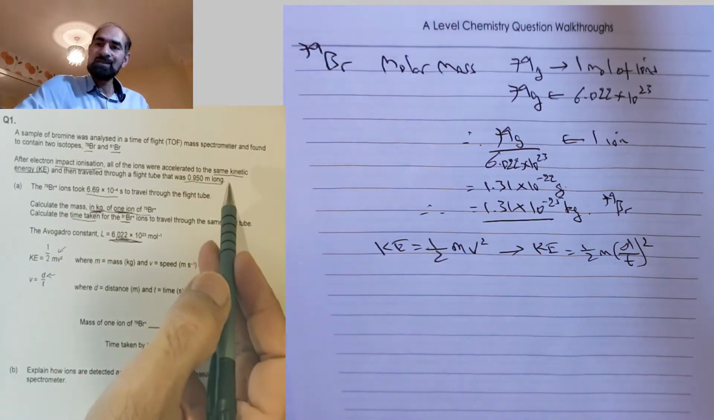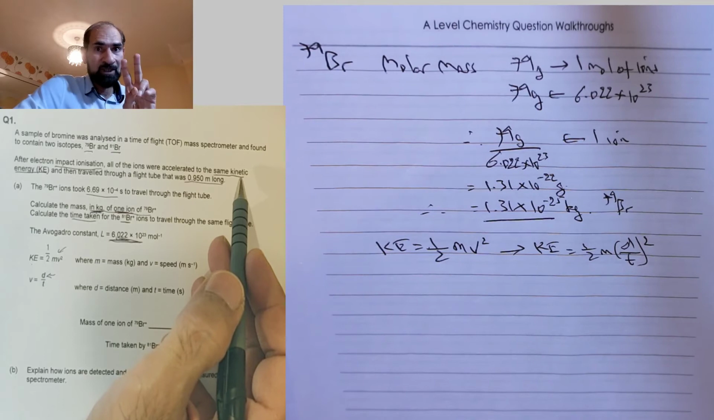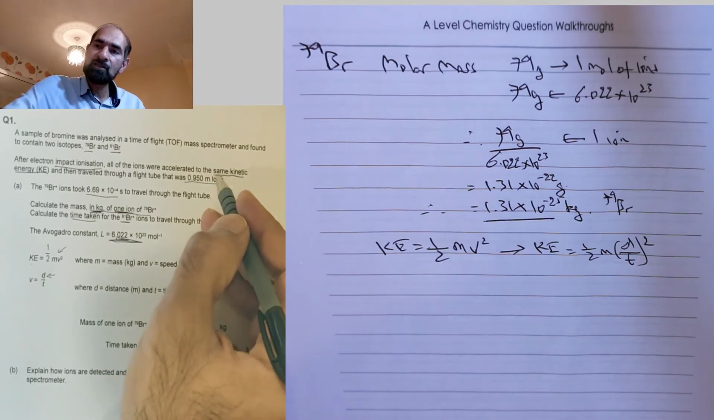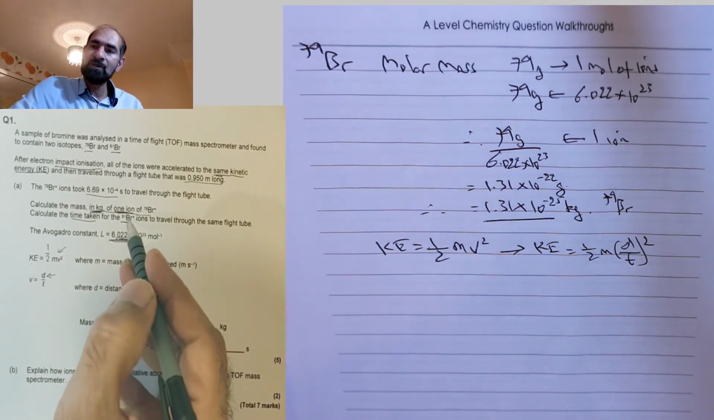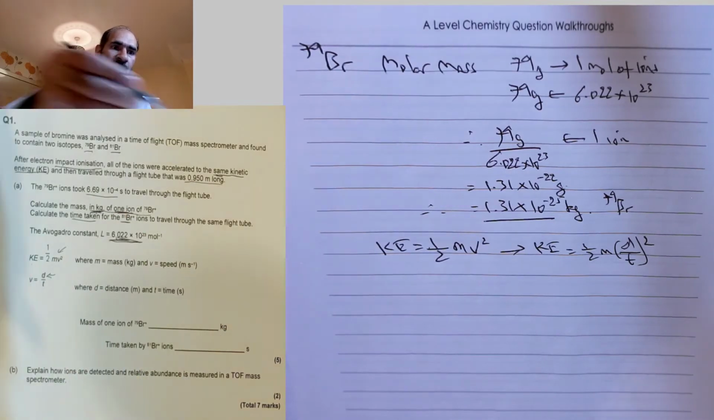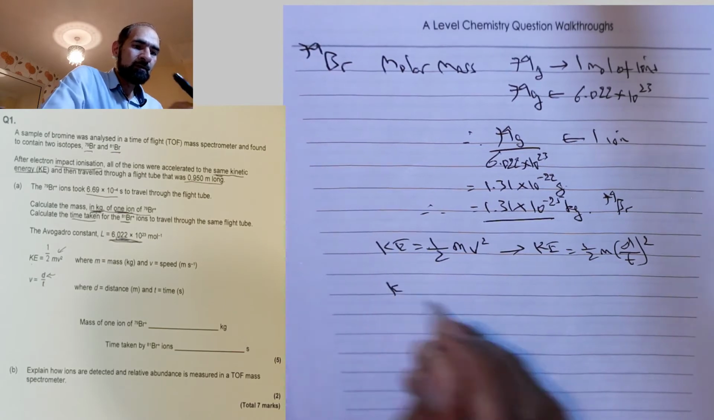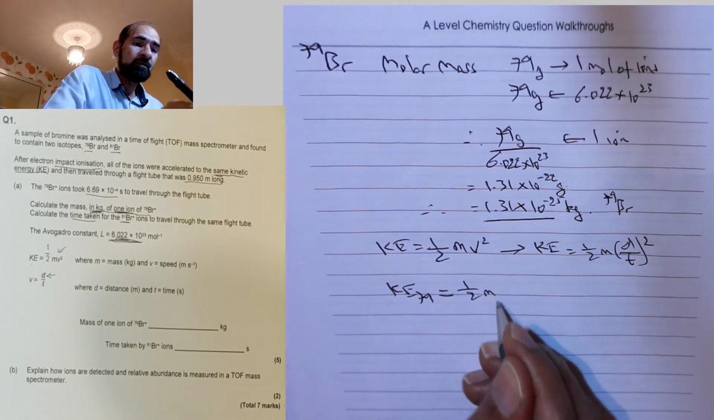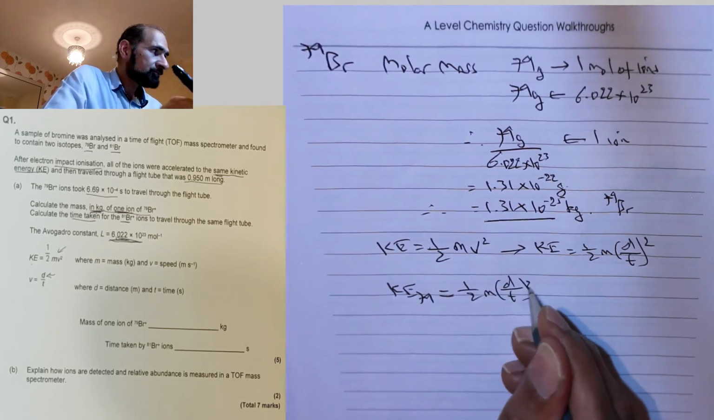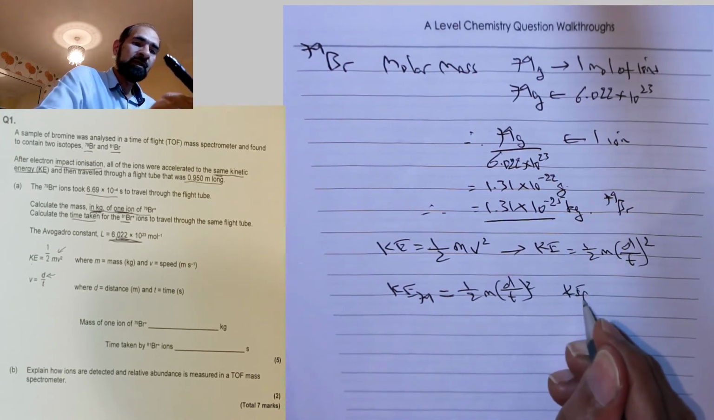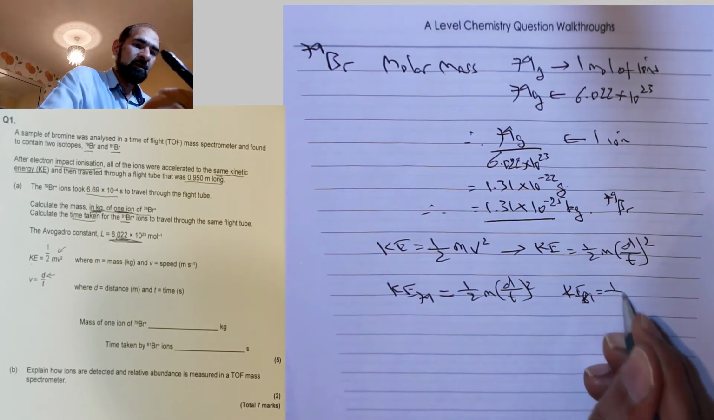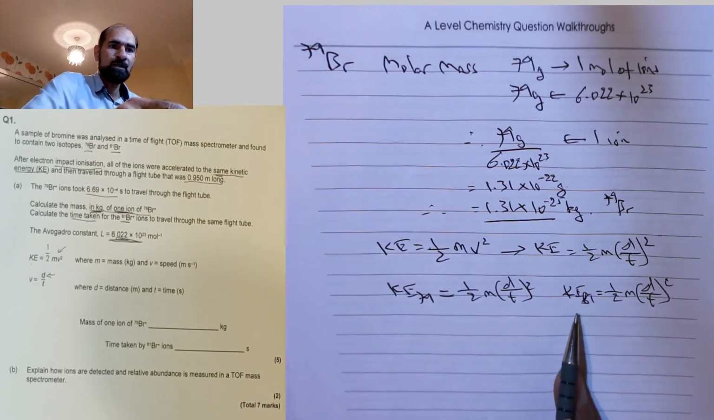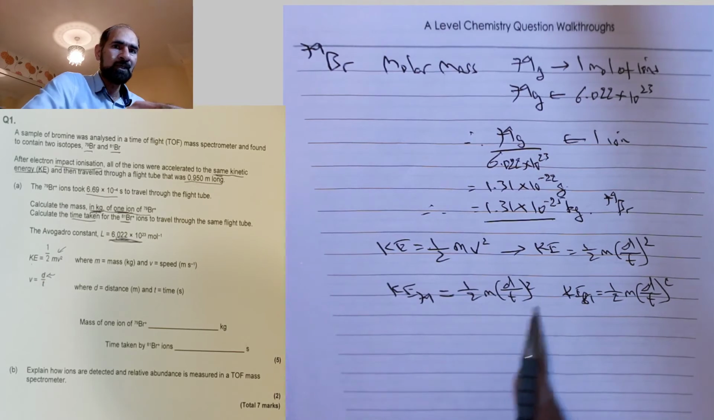Now, here's the key. I'll tell you two ways of doing this, but this is how I would do it. They've told you it's the same kinetic energy. So you know that Br79 and Br81 have the same kinetic energy. So, remembering the equation I'm using now, the kinetic energy of 79 will be half m, d over t, squared, and the kinetic energy of 81 will be the same. Same kinetic energy, isn't it? And if it is the same kinetic energy, then I can make that equal to that.